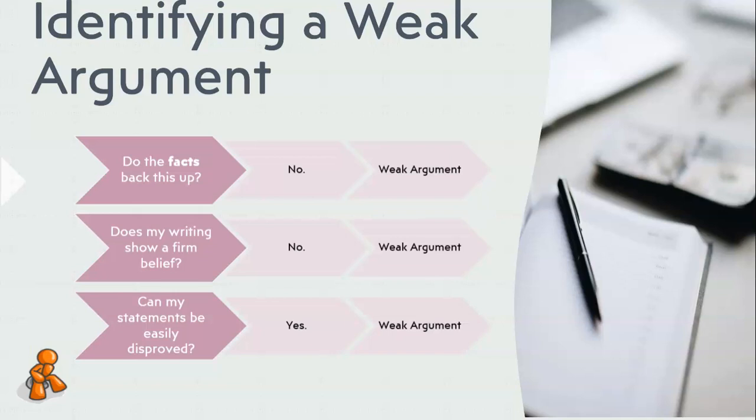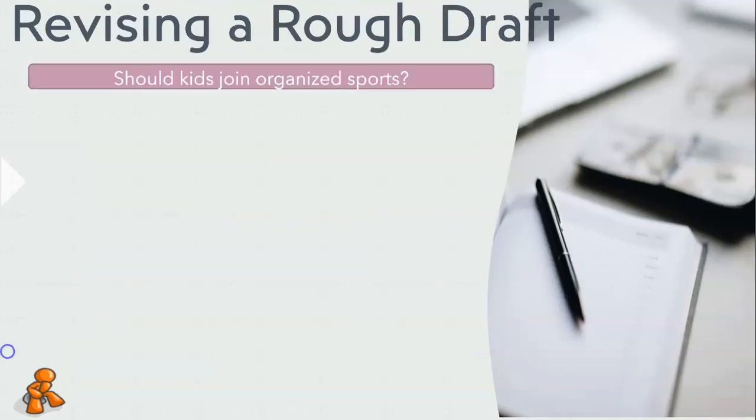let's take a look at how we can put this to use when revising a rough draft. Remember from last week, we are revising a rough draft from our example, should kids join organized sports? Now, your writing assignment has been all about should schools have multiple or extended recesses, but the ideas are still the same. So our writing prompt for this example was, should kids join organized sports?